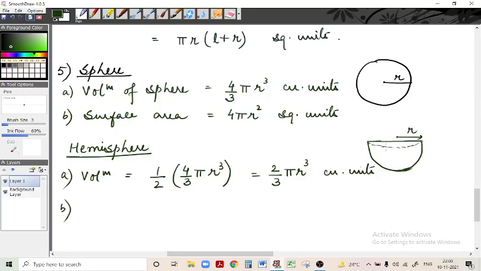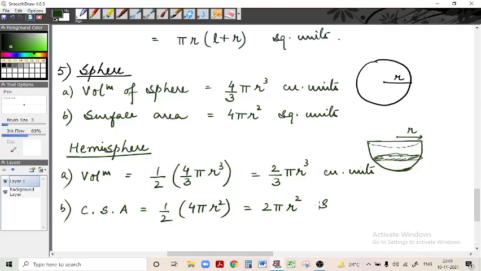Okay, so this topmost part is circular in shape. So here in this case, curved surface area will be equal to half of this part. Curved surface area means this surrounding part all over. So this is half of 4 pi r square, that is 2 pi r square units.